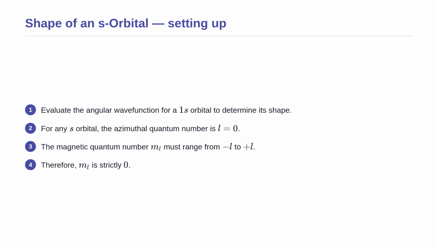Let us look at a slightly different example to understand how the angular wave function actually creates shapes in real life. We want to evaluate the angular wave function for a 1s orbital and determine what shape it forms in three-dimensional space. To solve this, we first need the quantum numbers. For any s orbital, regardless of its energy level, the azimuthal quantum number L is always 0. Because the magnetic quantum number m sub L must range from negative L to positive L, it must also be strictly 0. These quantum numbers completely define the angular part of the wave function and tell the equation exactly which mathematical solution to pick.